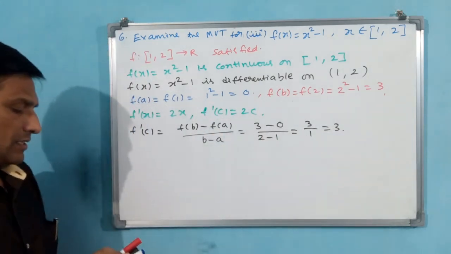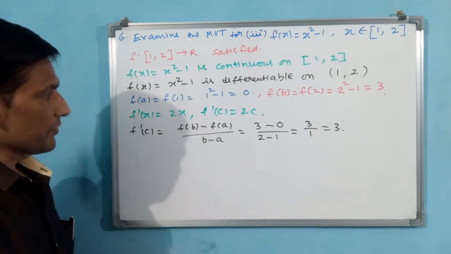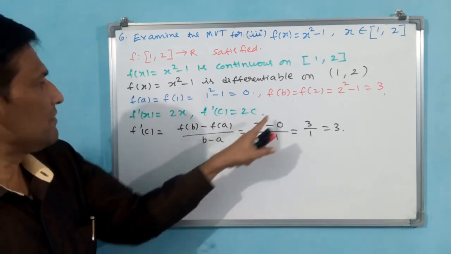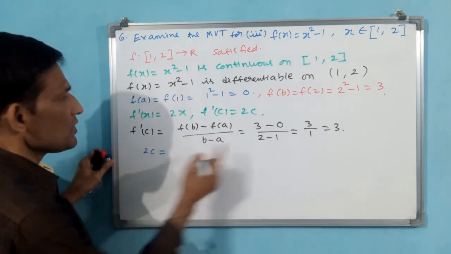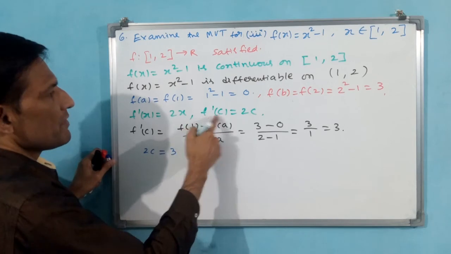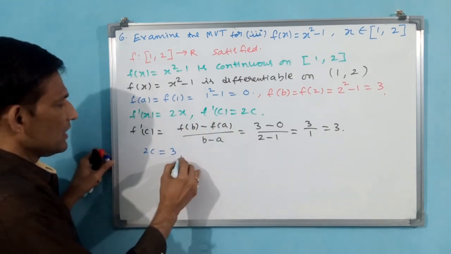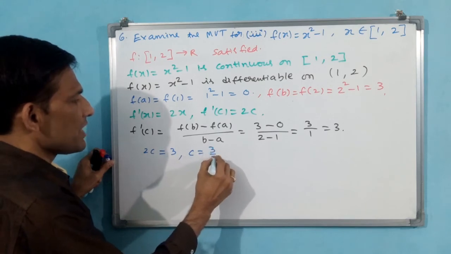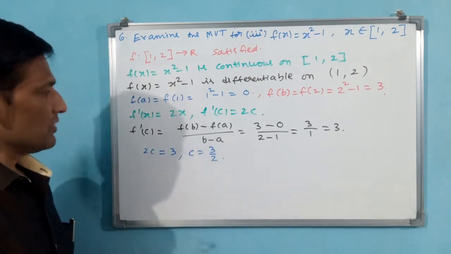But this should be equal to f dash c, 2c. That means you can write 2c is equal to 3. f dash c as 2c has come, f dash c as 3 has come. That is why 2c is equal to 3, which means c is equal to 3 by 2. Okay, now proceed further.